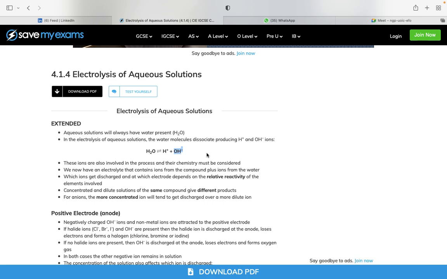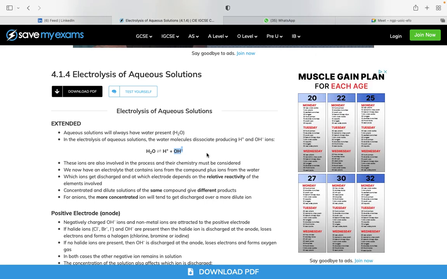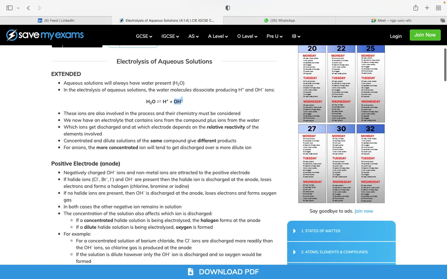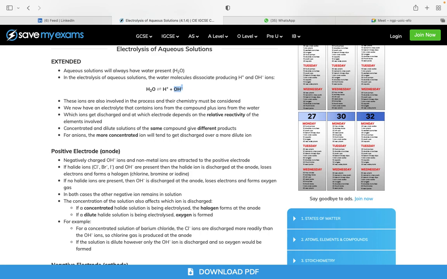Okay, now let's take a look at the positive electrode. The ions that normally migrate to the positive electrode. Remember, the positive electrodes are called the anode. They are called the anode.